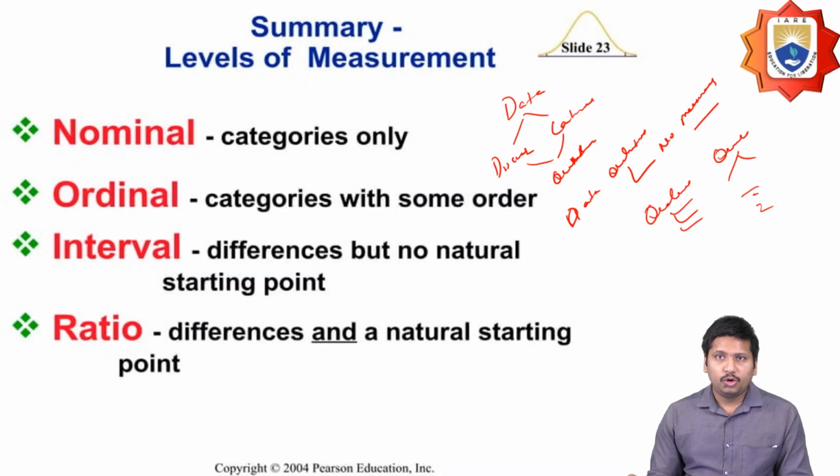where only the categories are considered, and ordinal means here we are able to consider the categories with some ordering. And interval means the differences, but no natural starting point. And ratio means the differences should be considered and it is going to have a natural starting point. Okay, so the first two are related to qualitative data, and the next two are related to quantitative data. So like this, we can have different levels of measurement terms.